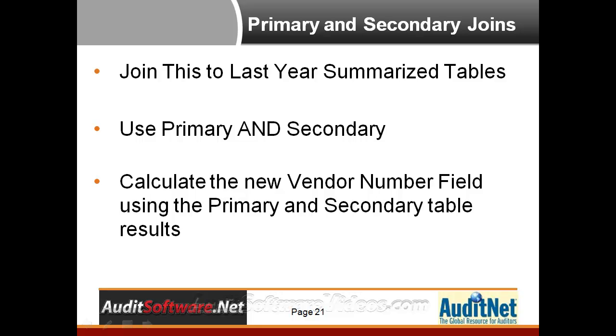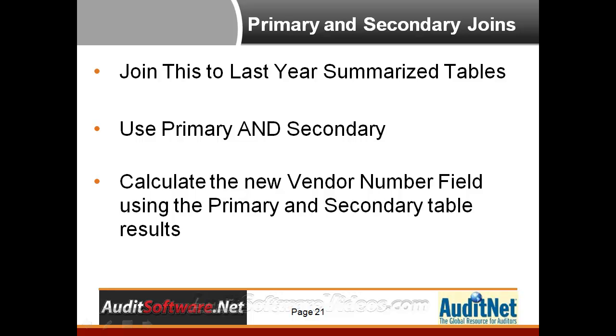Next up, what I wanted to do is join a last year file that is smaller to a this year file, which is bigger. I'm going to summarize them first, and we're going to summarize on vendor number, and then we're going to do these joins of these two files. And I'm going to show you the differences between a primary join, a secondary join, and then a primary and secondary join, which will help us show the differences.